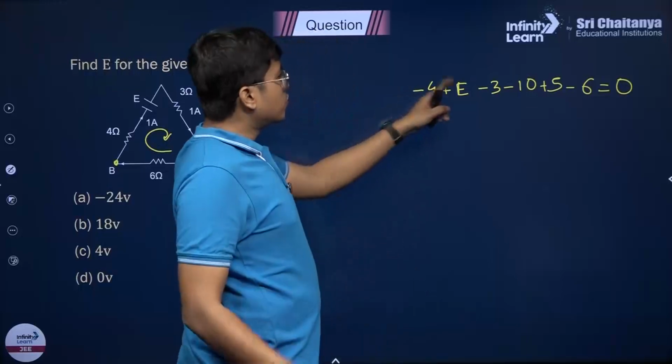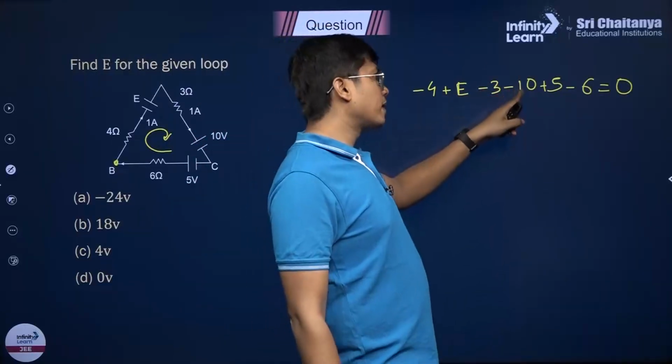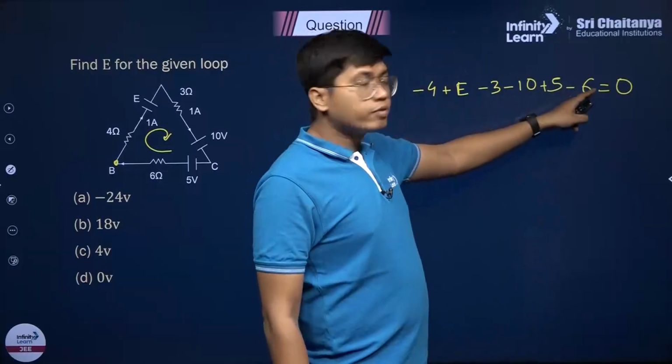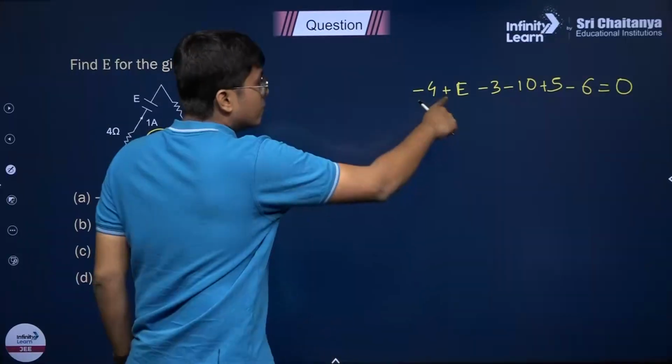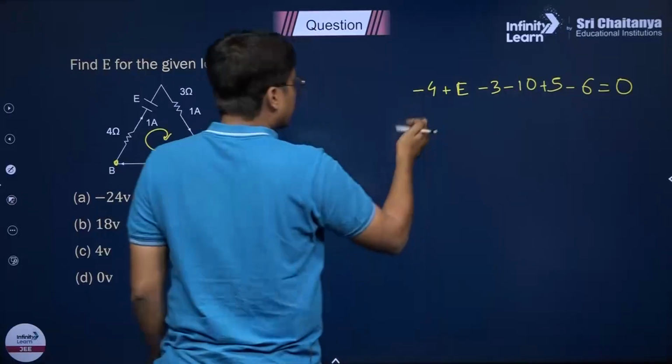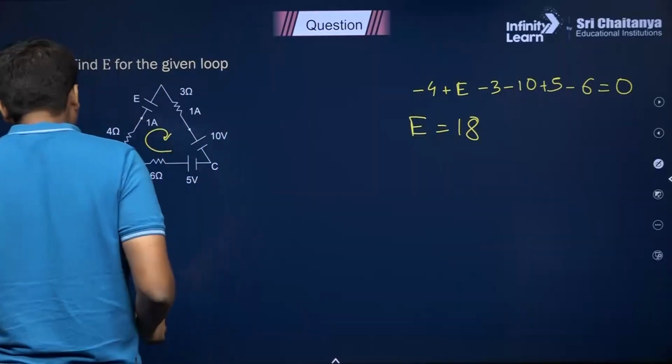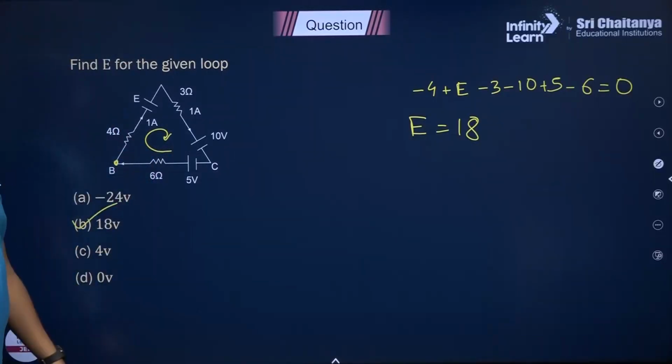From here you have minus 4, minus 3, minus 7, minus 10 gives minus 17, plus 5 gives minus 12, minus 6 gives minus 18. Shift minus 18 to that side, keep E on this side, and you'll have E is equal to 18. So your correct answer would be 18 volts. Okay.